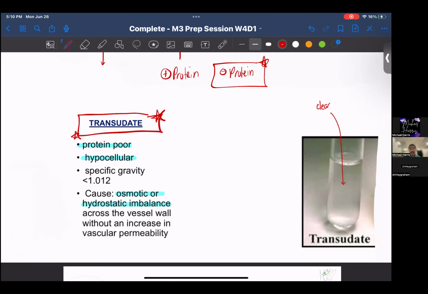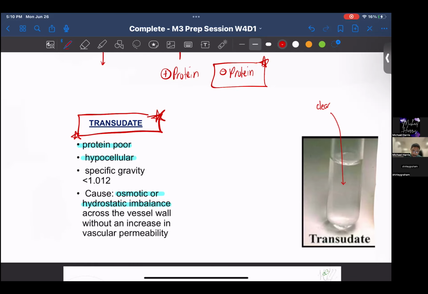Okay? This is something that, once again, has poor protein, which makes sense because we went through the whole scenario, right? It's hypocellular. Makes sense because cells can't traverse an intact endothelial membrane, okay? So if these cells can't traverse it, you won't find it in the fluid, okay?